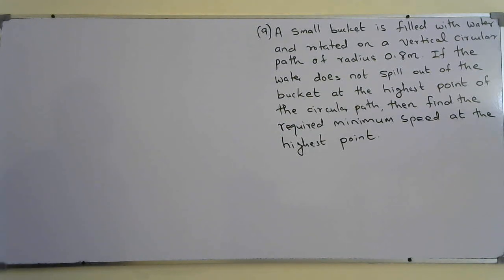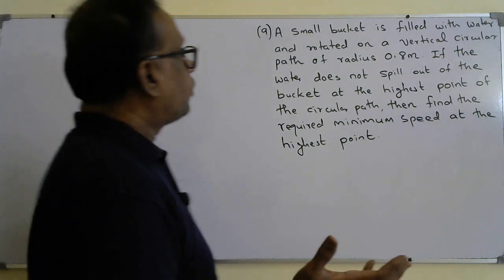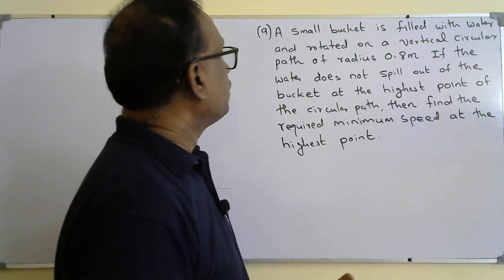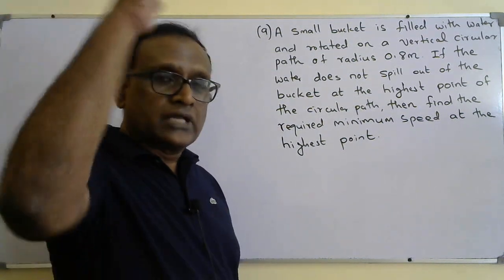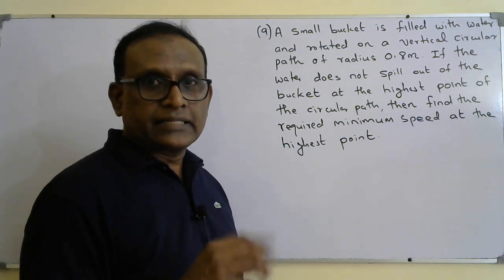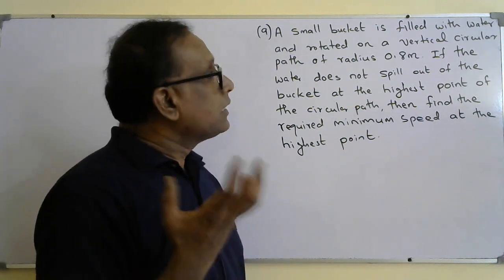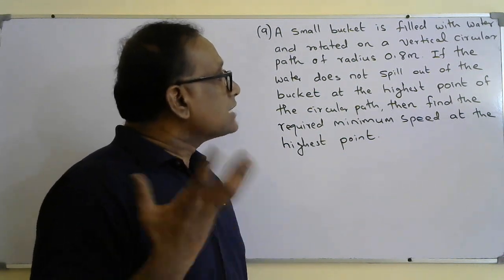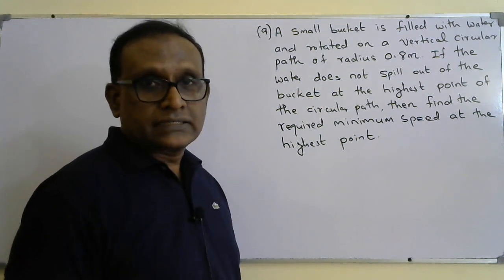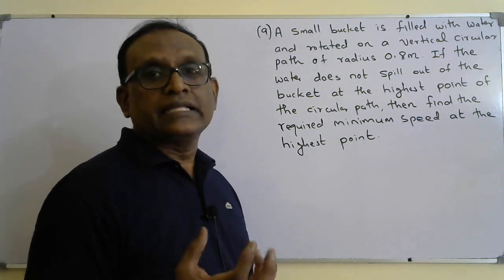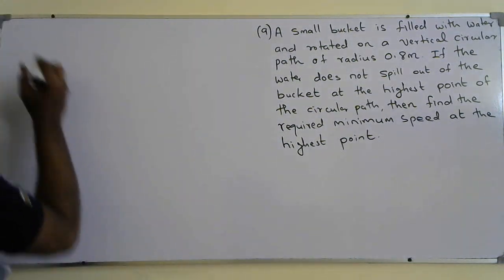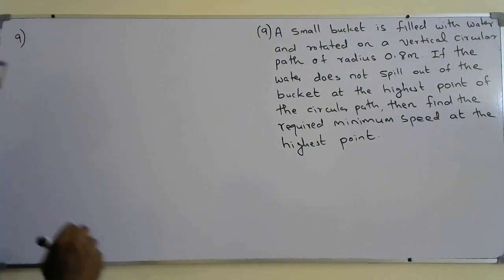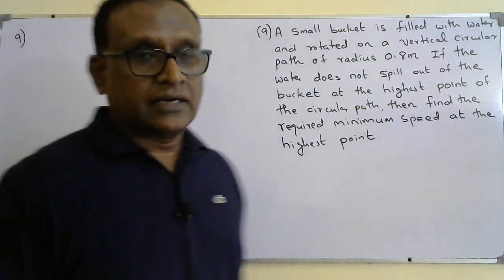Okay, so here a small bucket is filled with water and rotated on a vertical circular path of radius 0.8 meter. You know when the bucket goes to the highest point of the vertical circular path, it will become upside down. But the water does not spill out of the bucket. So what should be the minimum speed to keep the water inside the bucket? The idea here again, the centrifugal effect is the reason for that.